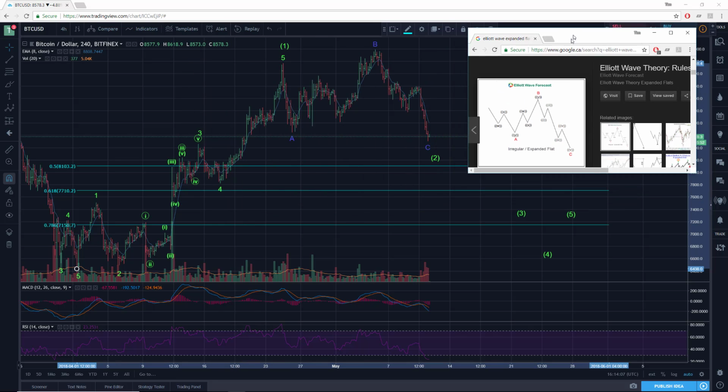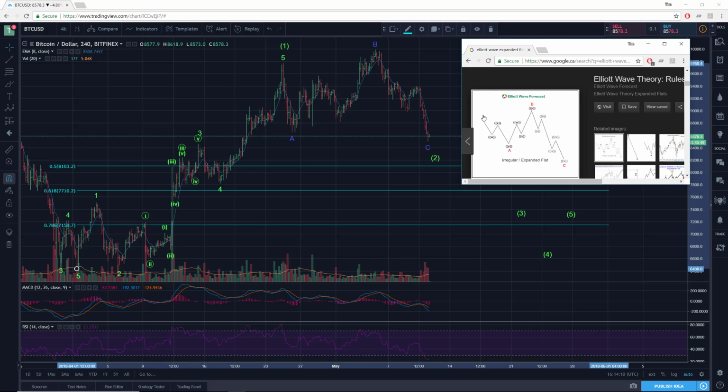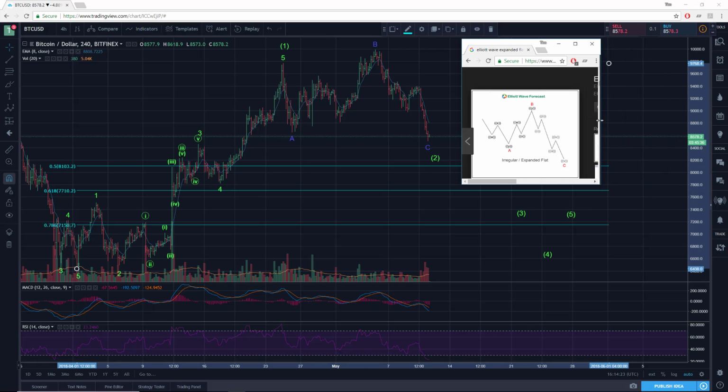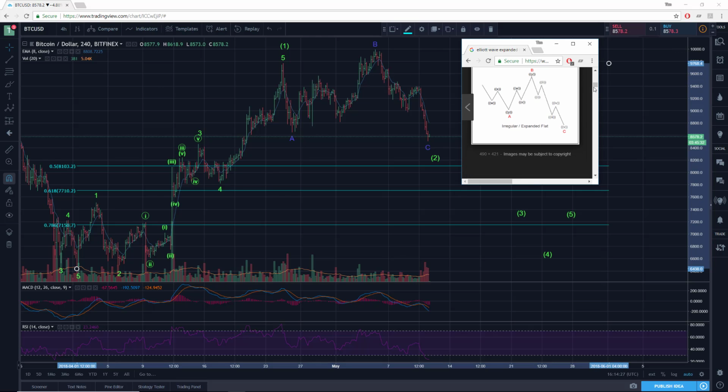So this is an idealized expanded flat, okay? So you have a move down in A, you come up in 3 waves to make a new price extreme in wave B, and then you come down in 5 waves in wave C. And if I could, let me just really focus in on just the pattern here.